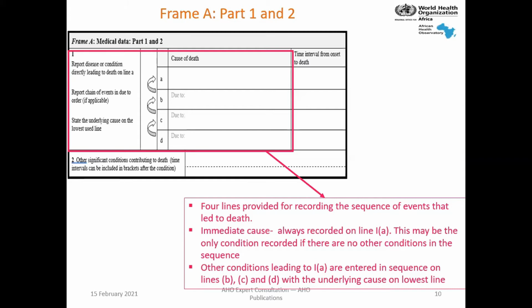Say somebody dies of a gunshot wound. The death is instant, a gunshot wound. So the immediate cause of death is a gunshot, and the underlying cause of death is also the gunshot.